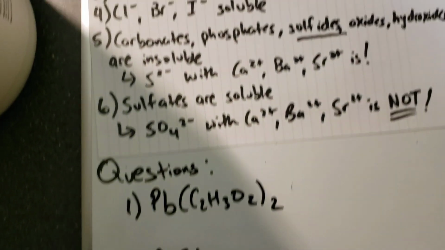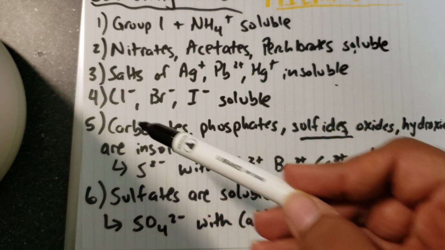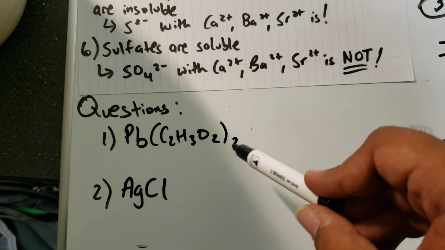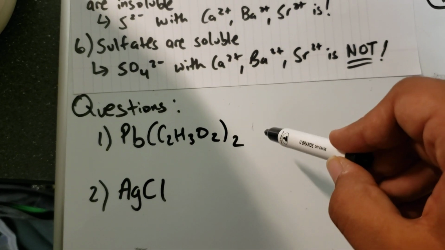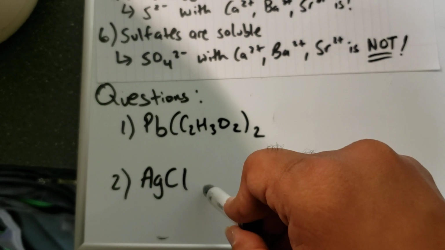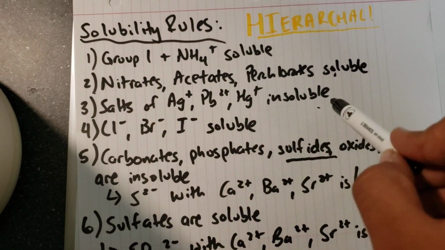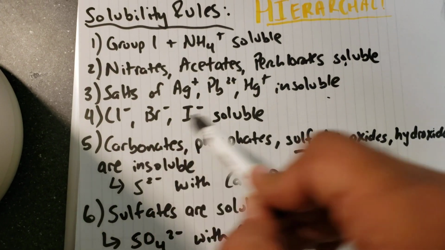And silver chloride. Again, we find silver here and chloride here. If you solve this on your own, you'd find that lead acetate is going to be soluble, and silver chloride is going to be insoluble, because the silver being insoluble is Rule 3, and the chloride being soluble is Rule 4.